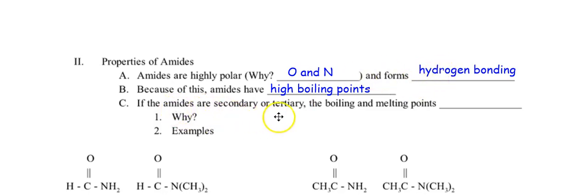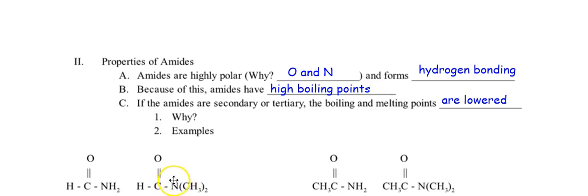But if amides are secondary or tertiary, actually the boiling and melting points are lowered. Let me just show you again. This right here has hydrogen bonding. This here does not. You do not have a hydrogen directly attached to the nitrogen. All you have here is dipole-dipole only because of this oxygen. When you have this nitrogen surrounded by all these carbons, you are really reducing the polarity of the nitrogen. It's slightly polar. It's slightly not symmetrical.